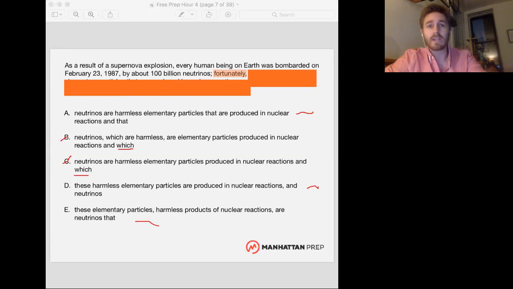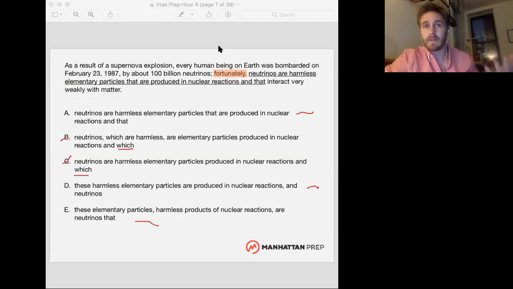Right, like we were bombarded by neutrinos. Fortunately, it wasn't a big deal. Neutrinos are harmless, some reason why neutrinos don't matter. And that's what the computer is looking for too. The computer is looking for, okay, whatever comes next is a good thing. That's what "fortunately" means. And as humans, we know what that good thing needs to be.